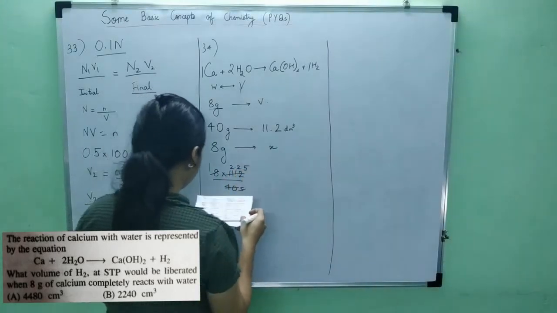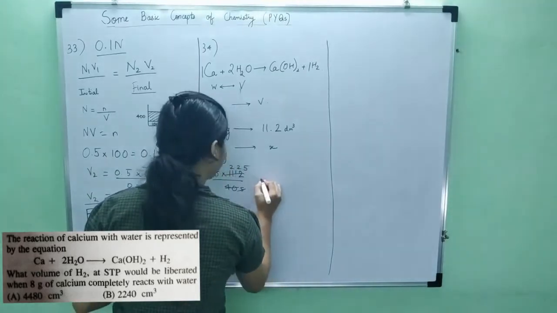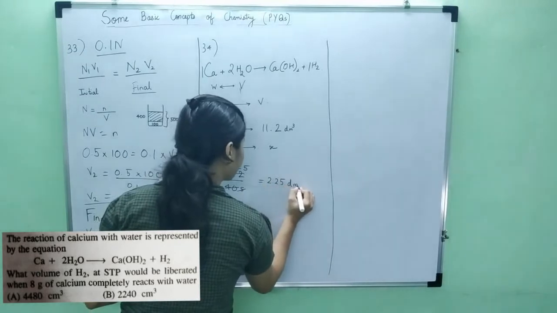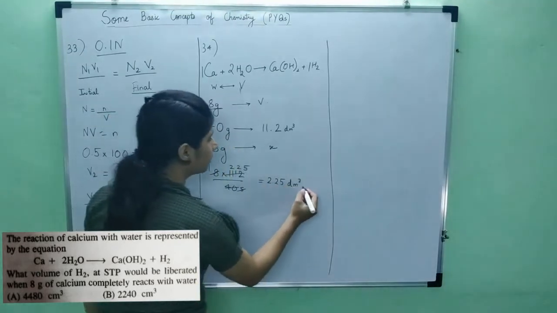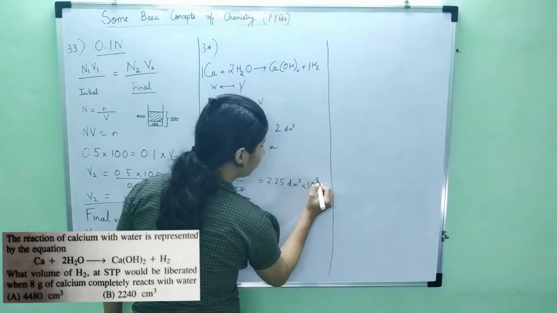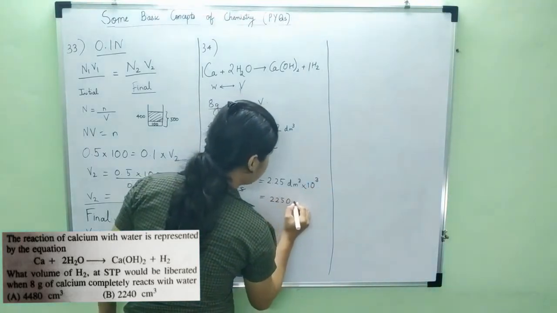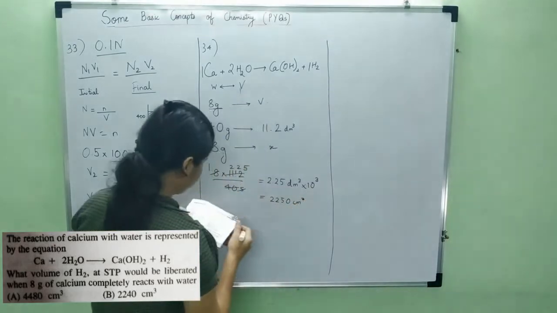So this is the answer. It is 2.25 decimeter cube. But the answer is given in centimeter cube. So to convert decimeter cube into centimeter cube, we will have to multiply by 10 to the power 3. So this becomes 2250 centimeter cube.